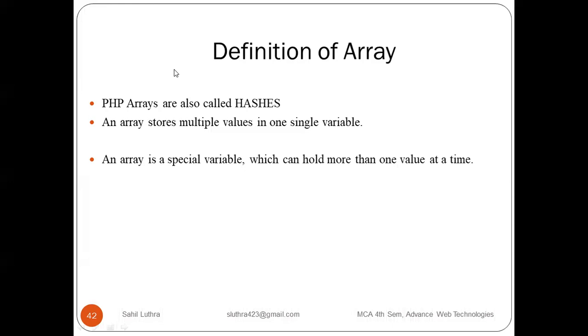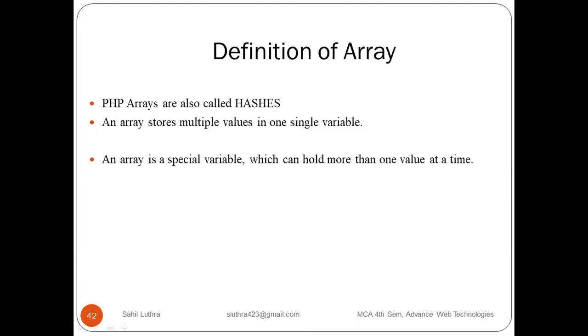What it means, basically, first of all, the first line, which is very important, is that in PHP arrays are called hashes. After that, arrays store multiple values under one single variable. It means you have one single variable, and under that single variable you are going to store multiple values. Next, an array is a special variable which can hold more than one value at a time.